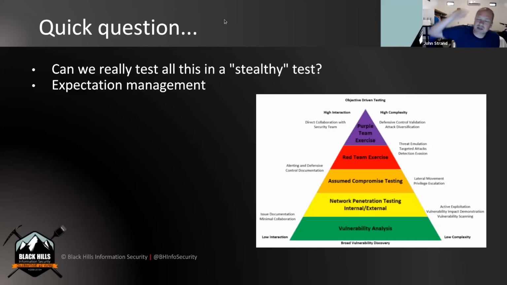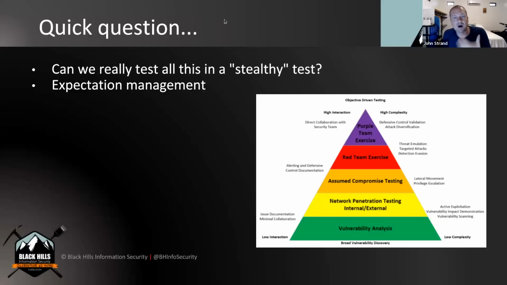So if we're doing something like an internal network penetration test or an external network penetration test, that really isn't stealthy. A vulnerability analysis, totally not stealthy whatsoever. We aren't trying to be stealthy. Even assumed compromise testing in most situations isn't stealthy. Purple team, almost never stealthy. So when you're looking at a customer that gets really excited because they caught you firing up Nessus, it's easy to say, well, that pen testing company sucks because we were able to detect them. Not necessarily. It goes back to expectations management.